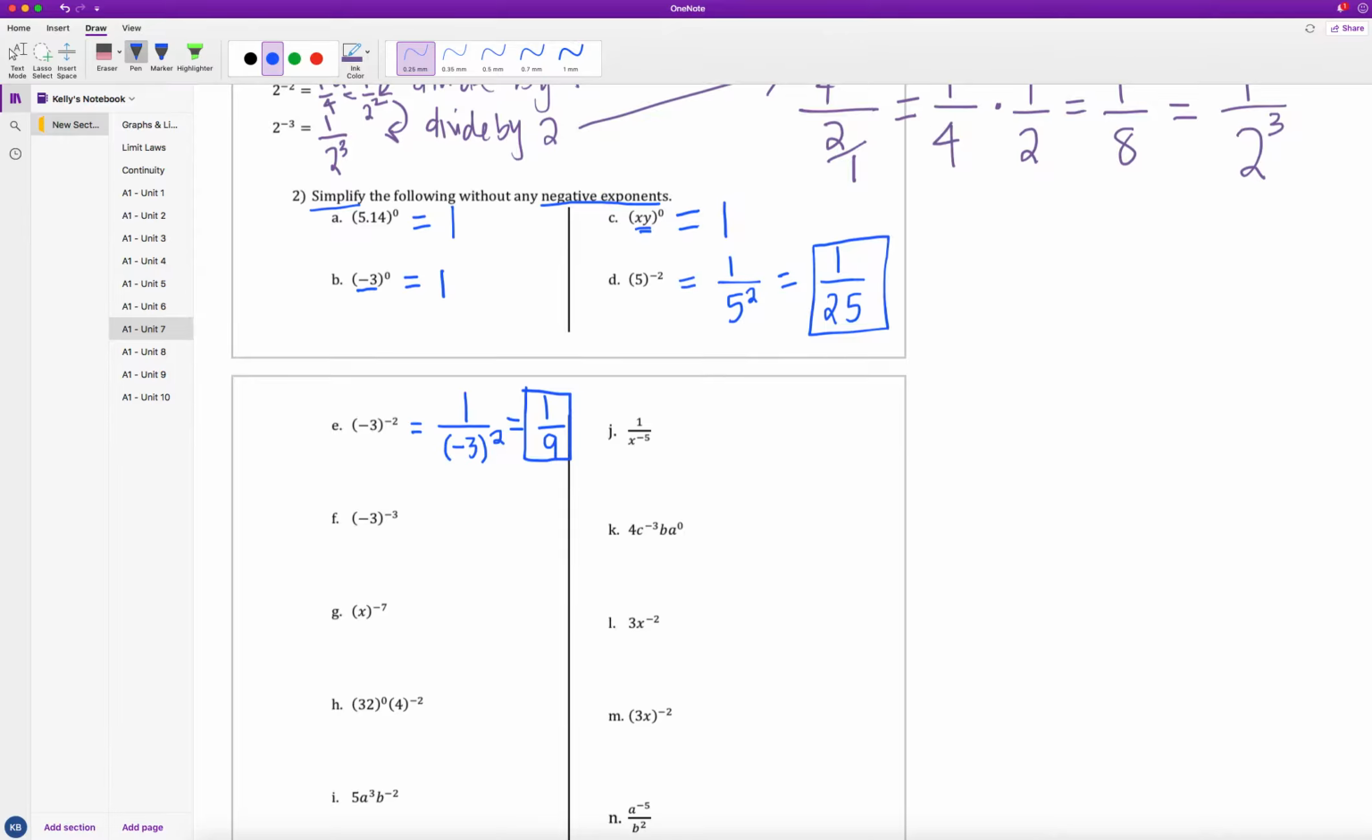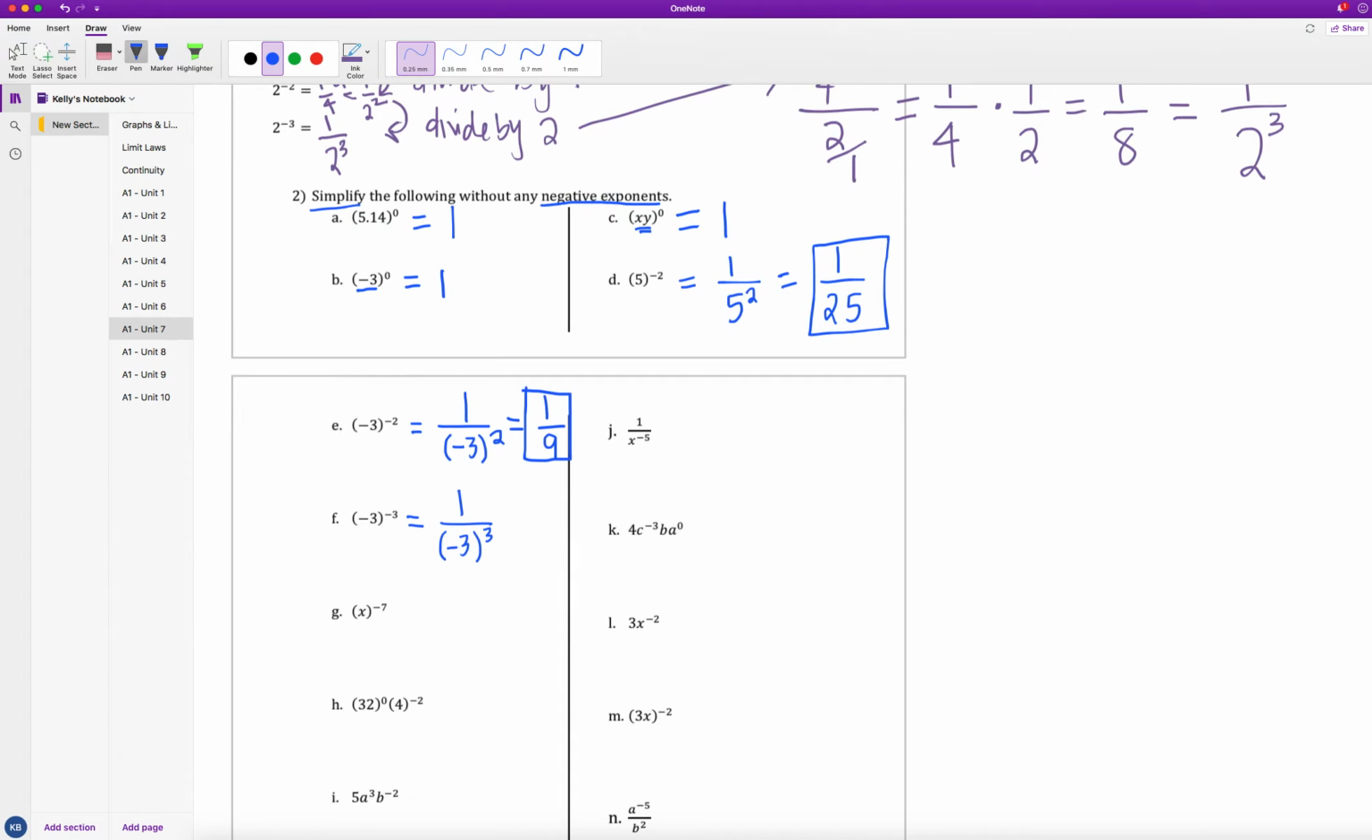Why don't you guys pause the video and do F on your own first, and then we'll check it together. Okay, as we check F, notice what it says: -3 all to the -3rd exponent. So that would be equal to 1 over -3 all to the +3 exponent.